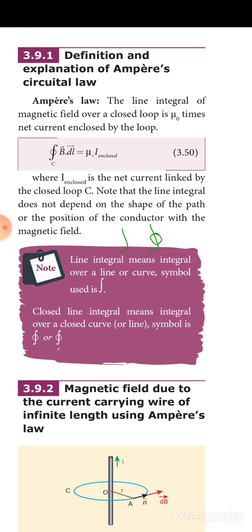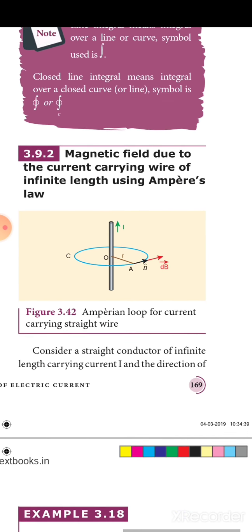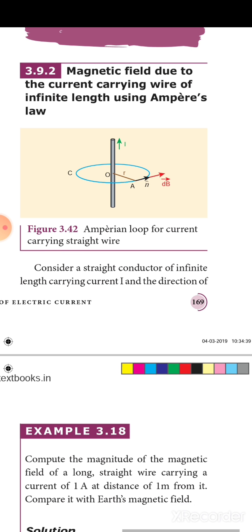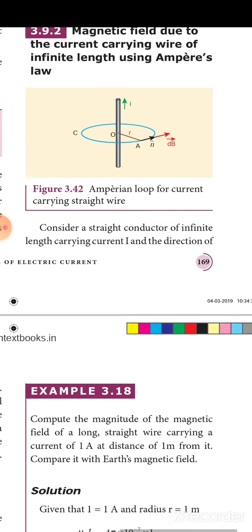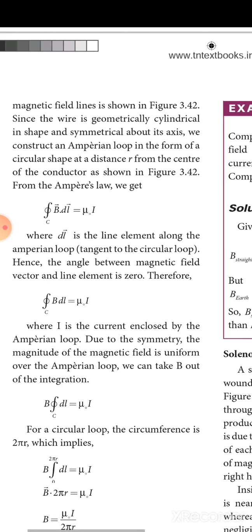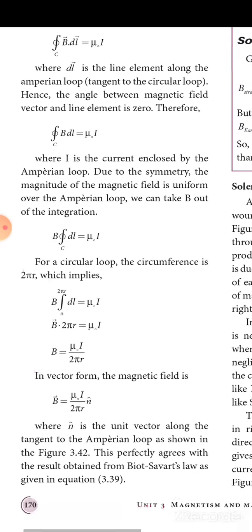And then Ampere's circuital law. In the third lesson, Ampere's circuital law is a most important question. Ampere's circuital law tells us the line integral of a magnetic field over a closed loop is mu naught times the net current enclosed by the loop. So just read the questions thoroughly. And also one of the most important questions: magnetic field due to a current-carrying wire using Ampere's circuital law. This question is very simple for understanding Ampere's circuital law.